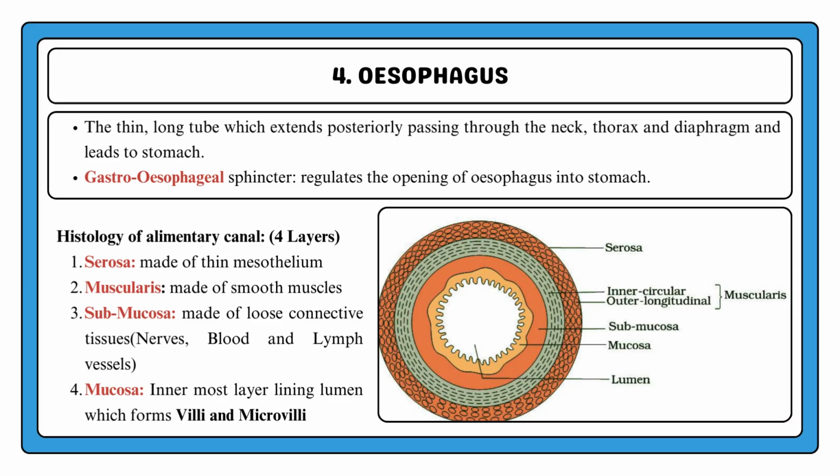The wall of the alimentary canal consists of 4 layers running from the esophagus to the rectum. The outermost layer is serosa, which is made of thin mesothelium. The next layer is muscularis, which is made of smooth muscles usually arranged into an inner circular and outer longitudinal layer. The submucosal layer is made up of loose connective tissues like nerves, blood and lymph vessels. The innermost layer lining the lumen is called mucosa, which forms the villi and microvilli-like projections.